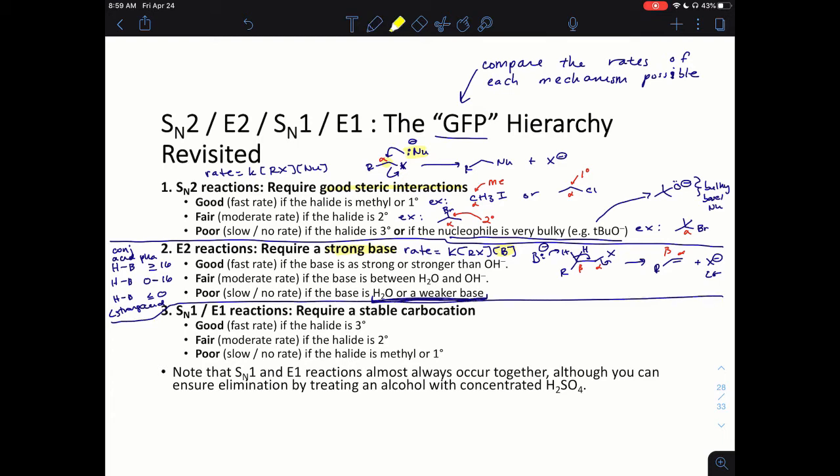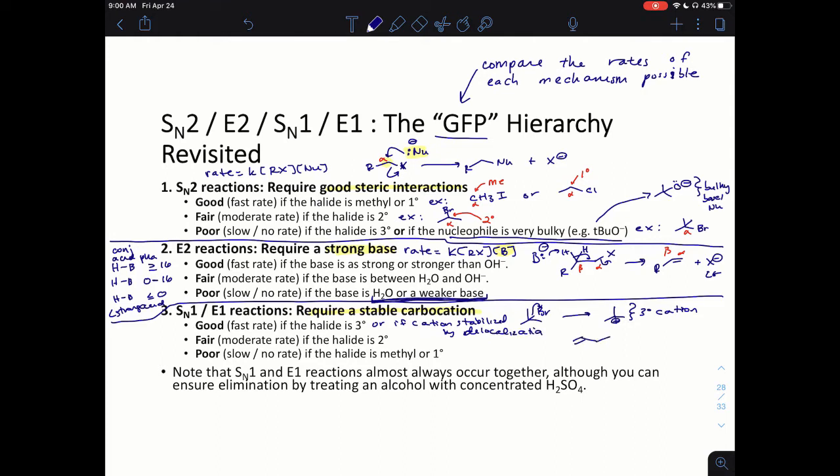Now, SN1/E1 reactions require a stable carbocation. So you will have the best rate of SN1/E1 when you have a tertiary halide or a tertiary tosylate. And this is because you make a tertiary cation, and this is the most stable. So you can have a tertiary halide, or if the cation is stabilized by delocalization of charge, so resonance, then you also have a good stable carbocation.